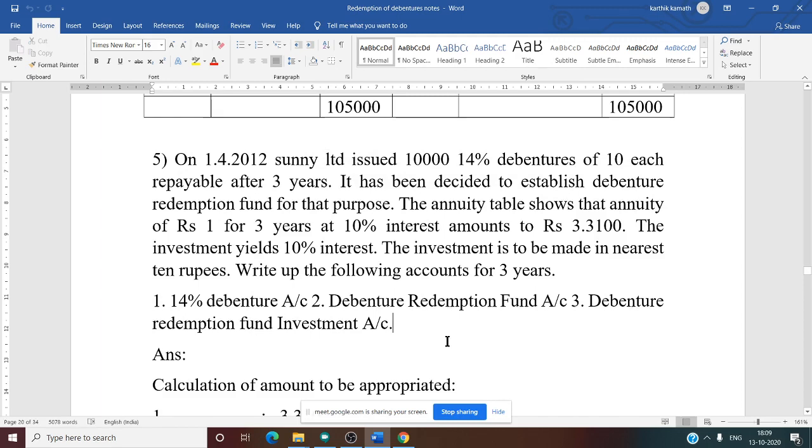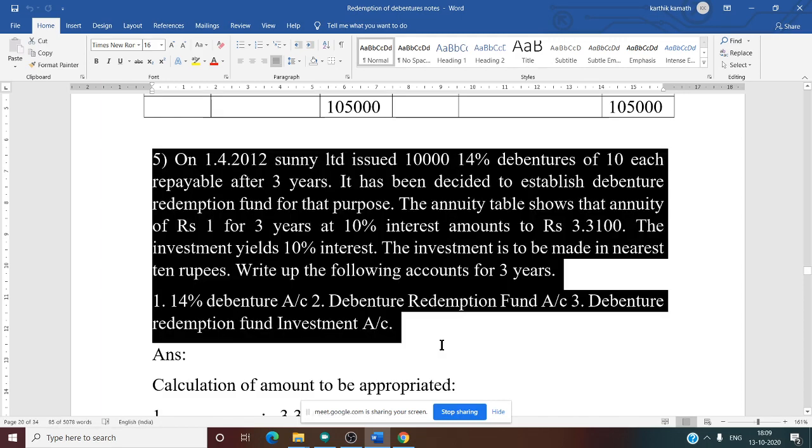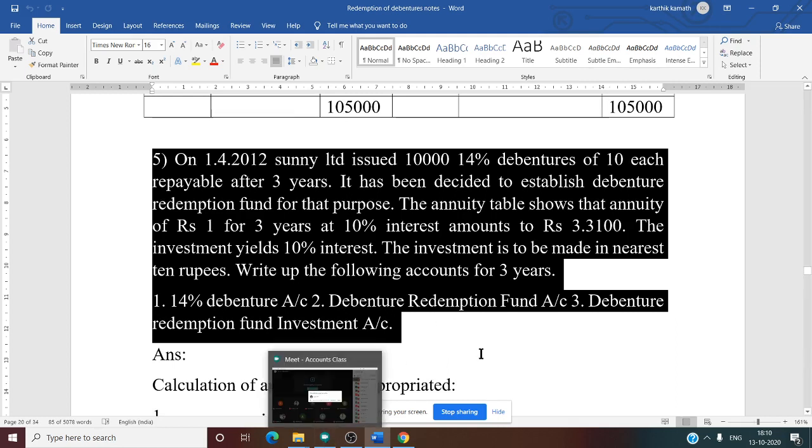Yes. It has been decided to establish a debenture redemption fund for that purpose. The annuity table shows rupees 1 for 3 years at 10% interest amounts to 3.3100. The investment yielded 10% interest. Okay, so now the rate of interest is given, 10%. The investment is to be made in the nearest of 10 rupees. See this, now this is very important. Investment is made in nearest of 10 rupees, means multiples of 10 only. That we need to see.